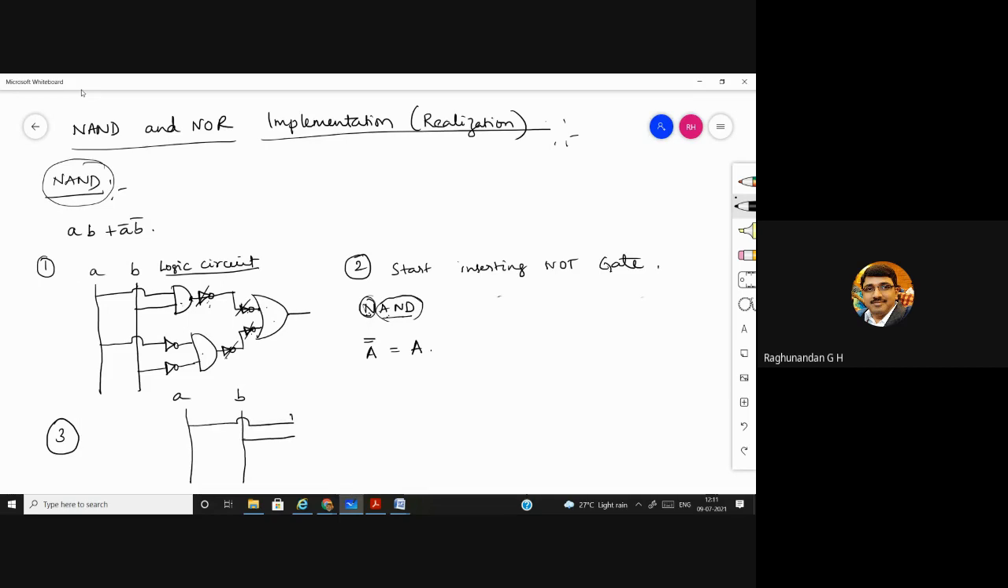So AND gate, NOT gate. Whatever is remaining, you should write once again. Okay, so this is the third step. Last step is the fourth step.